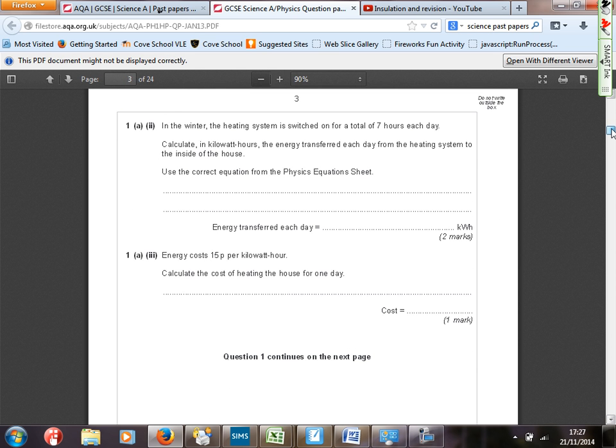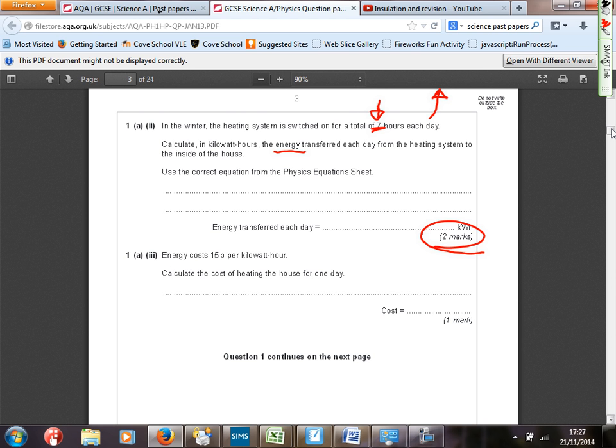Let's have a look at the next bit. In winter, the heating system is switched on for a total of 7 hours a day. Calculate the kilowatt hours of energy transferred each day from the heating system to the inside of the house. Use the correct equation from the physics equation sheet. A little look down here reveals that this is a 2-marker question. So rather than losing a mark by just writing the answer, we're going to have to do something else. The second mark here is for choosing the correct equation. We are calculating the energy. We've got the time, and we worked out the power on the previous page.